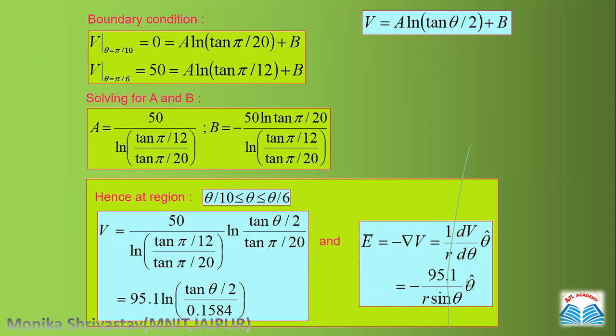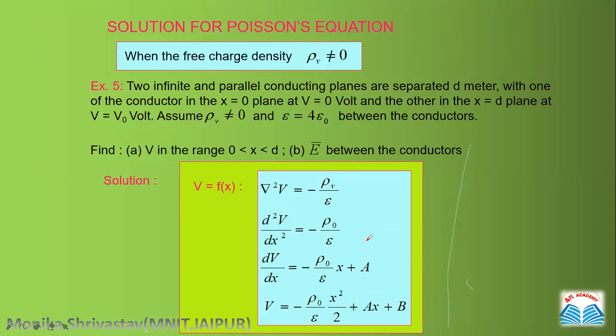So now you have learned these things. This is one more example here. This example is not the same as the previous examples because here rho v is not equal to 0. So look here, if it is given in the question that charge density is not zero, that means it is not a charge free region.